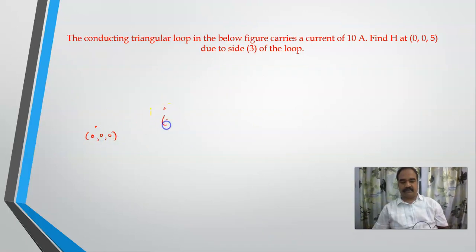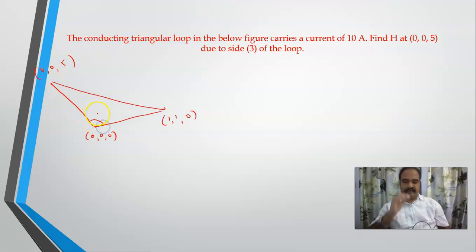This point was (1, 1, 0), and my other point was (0, 0, 5), right? Earlier, this is the triangle, right? Earlier we tried to determine this angle, alpha 1. Now I am going to try this angle, alpha 2. Alpha 1, I hope you have understood now, right?